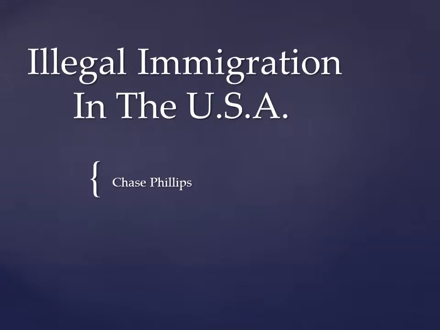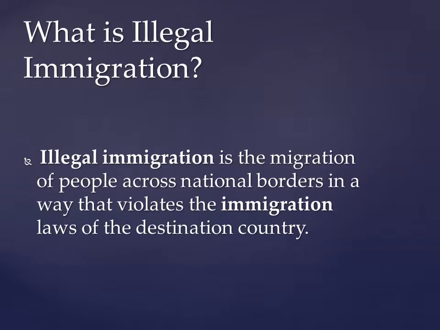Hello, this is my presentation of illegal immigration in the United States. What is illegal immigration? Illegal immigration is the migration of people across national borders in a way that violates the immigration laws of the destination country.